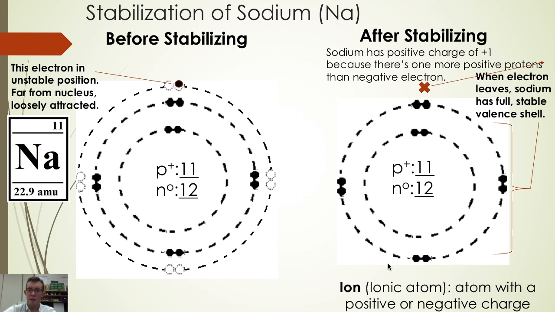So we call sodium, after it has been stabilized, an ion, which is just an atom with either a positive or a negative charge. Whereas sodium, before it was stabilized, was neutral.